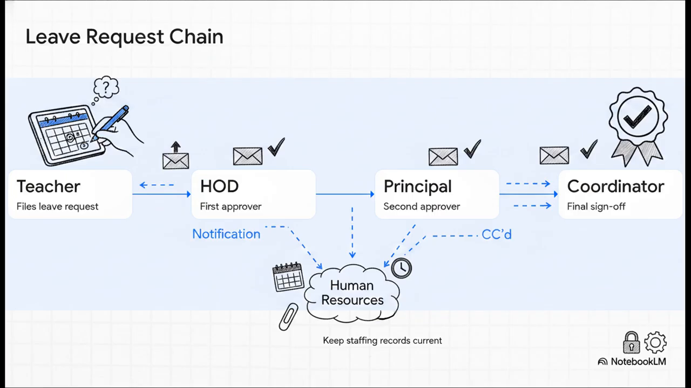Third, it bumps up to the principal. And fourth, the academic coordinator gives the final sign-off. But what's really fantastic here is that human resources is automatically CC'd on the notification at every single stage. HR doesn't actually have to approve it, but this keeps their staffing records perfectly current without anyone having to run a physical slip of paper across the campus.